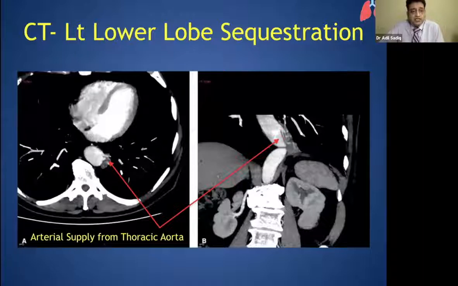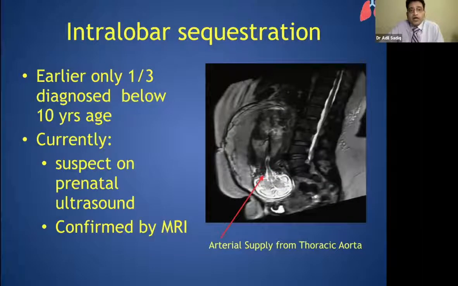These particular slides show an arterial supply from the thoracic aorta for a left lower lobe sequestration, both in an axial and a cross-sectional view. This particular intralobar sequestration, earlier we used to diagnose when the child is older, when they're coming in much later, but now a lot of prenatal ultrasounds find these echogenic masses, and when indicated, some of them require an MRI. This shows a small sequestration mass with an arterial supply coming from the thoracic aorta.